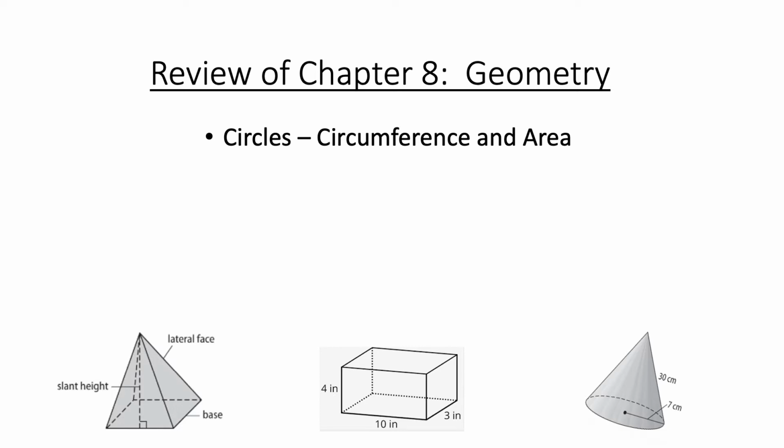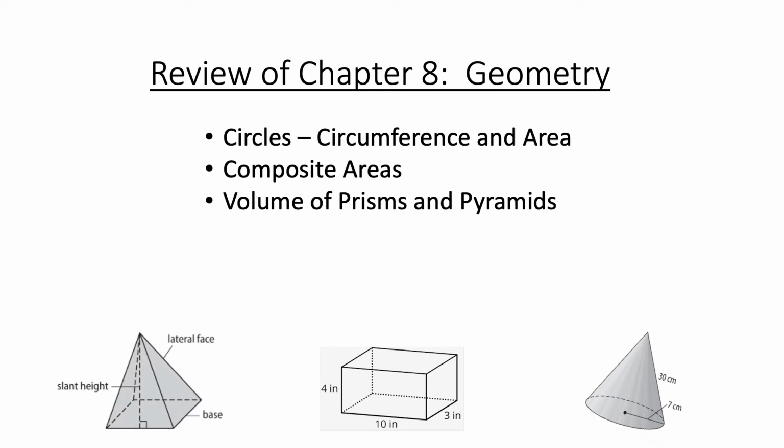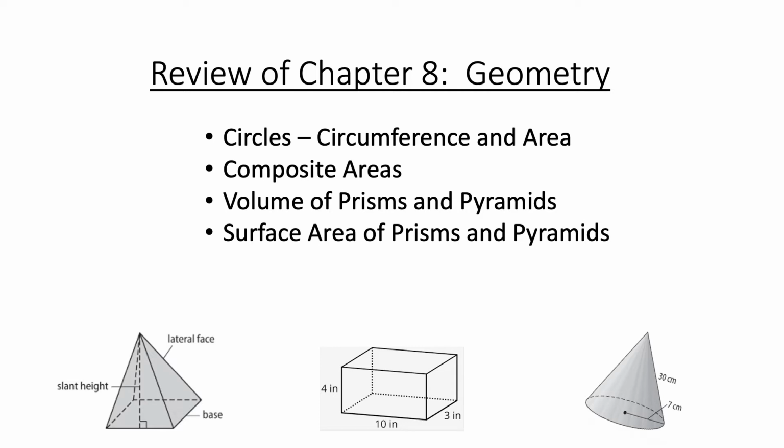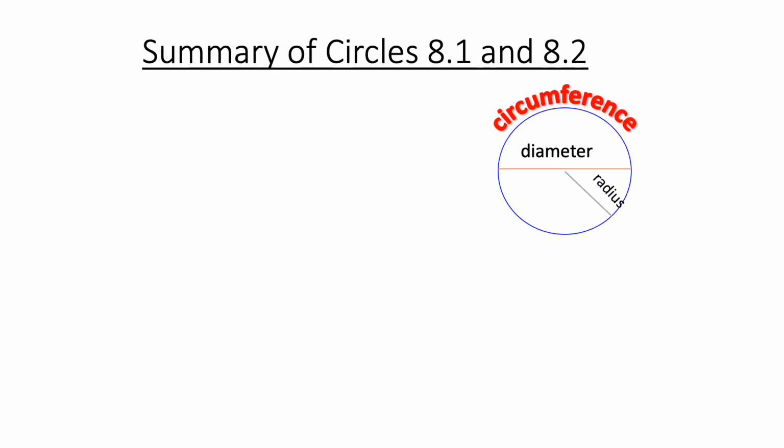In Lesson 1 and 2, we learned about circles. We learned about finding the circumference and area of circles. In Lesson 3, we learned about finding composite areas, which are areas of combined simple shapes. In Lesson 4 and 5, we learned about the volume of prisms and the volume of pyramids, which is a three-dimensional measurement. And in Lessons 6 and 7, we learned about the surface area of prisms and pyramids.